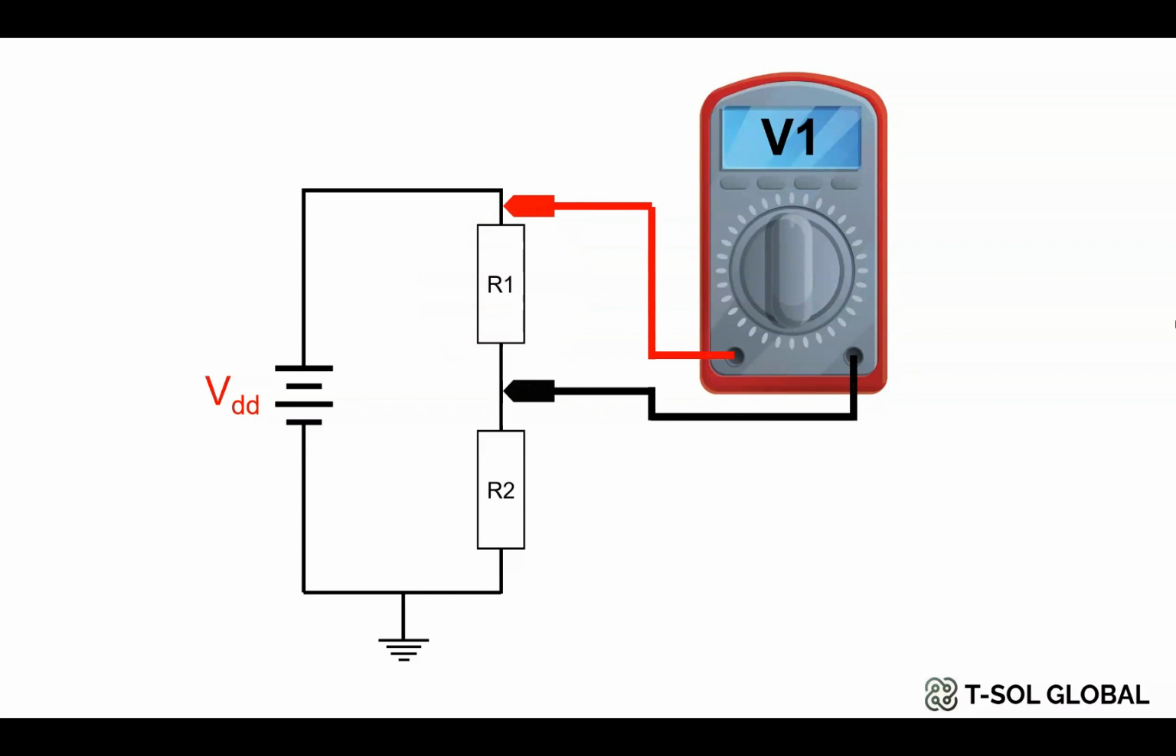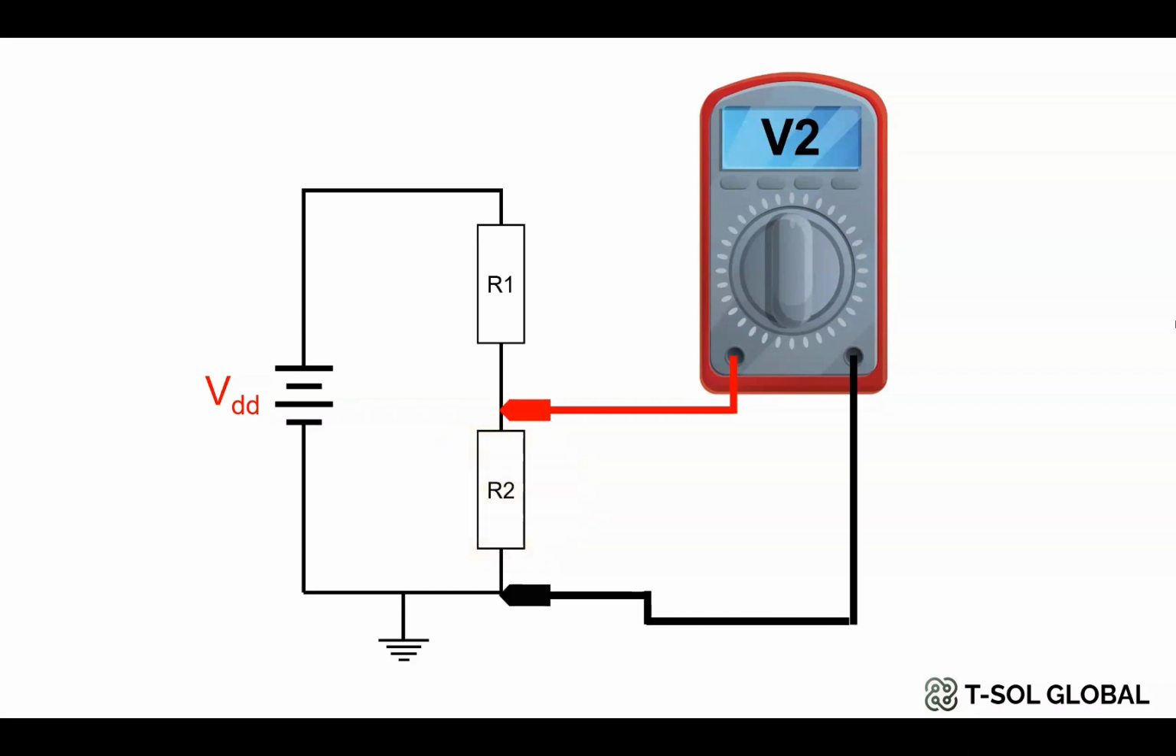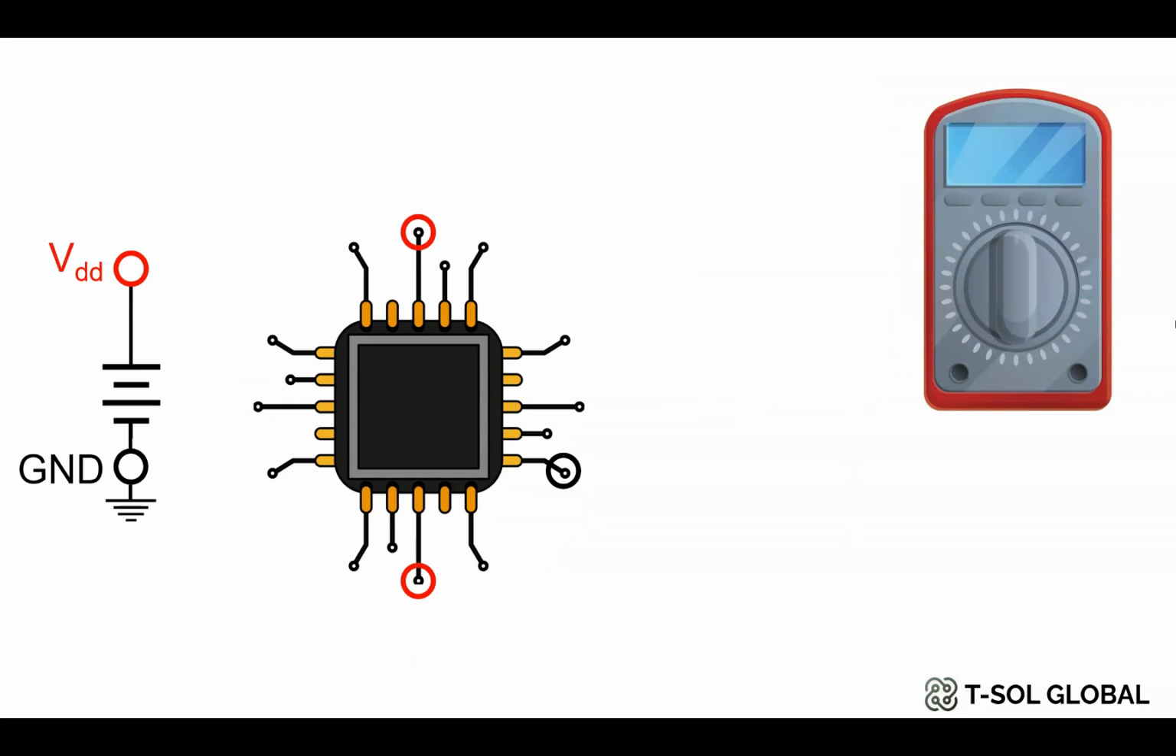Next, if you want to measure the voltage drop in the R2 resistor, then in this case you have to connect the multimeter probes in parallel with the R2 resistor, and it will give you the voltage drop V2 in the R2 resistor.